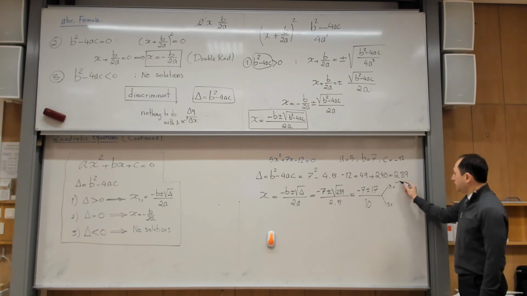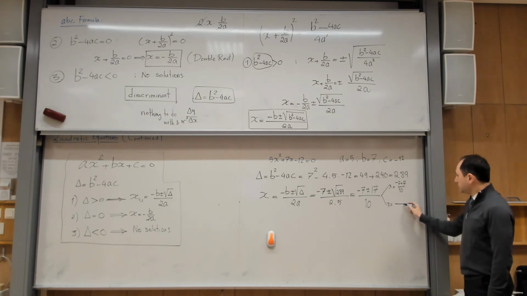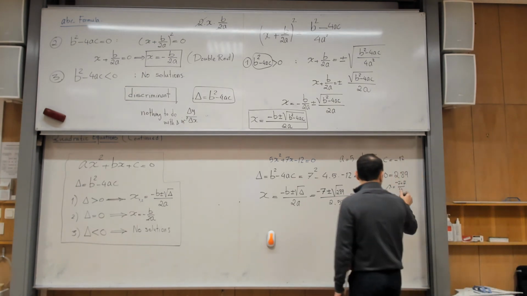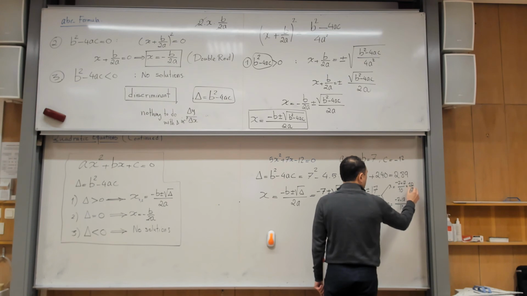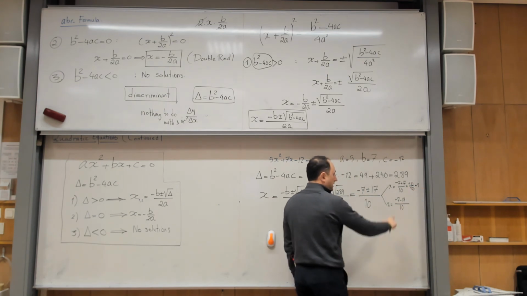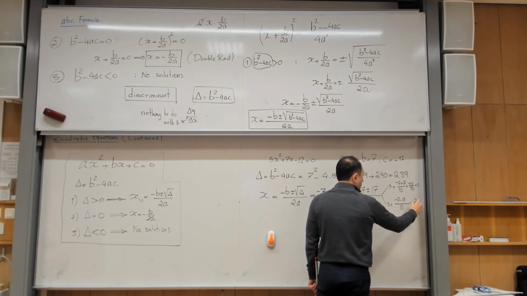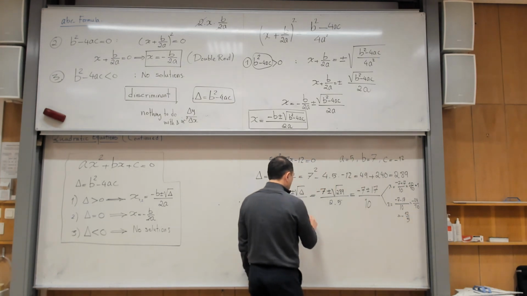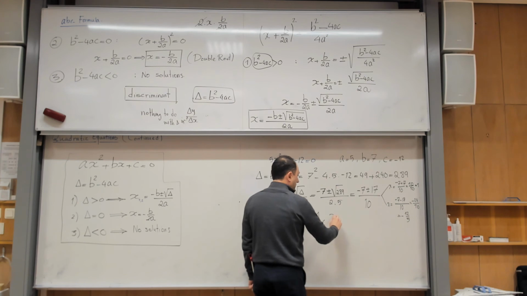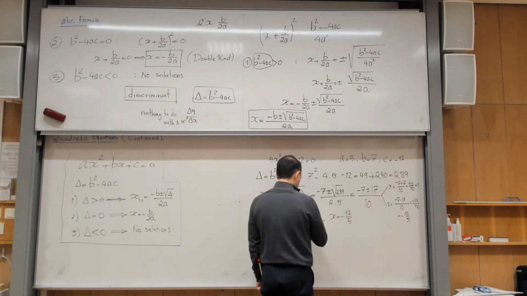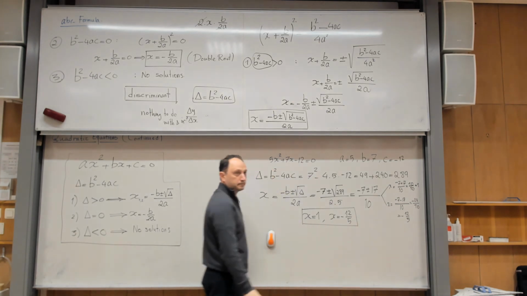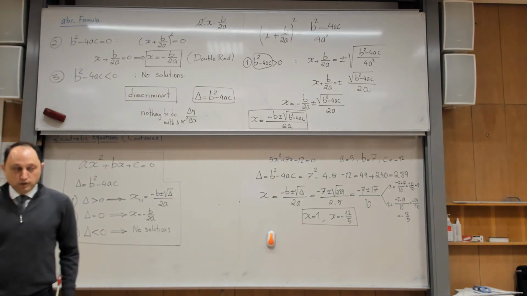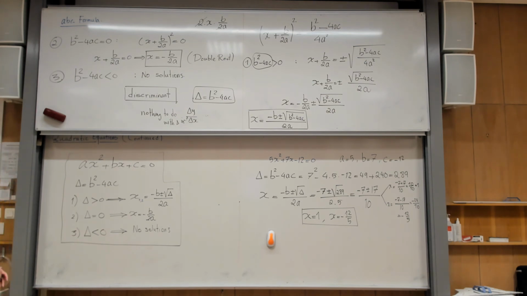One with the positive sign in between. One with the negative sign in between. Yes? So with the positive sign in between, I get 10 over 10, which is 1. With negative sign in between, I get minus 24 divided by 10, which is minus 12 over 5. I am done. So the answers, one of them is 1, the other one is negative 12 over 5. So I hope that you agree with me. This is the end of the story of the quadratic equation.